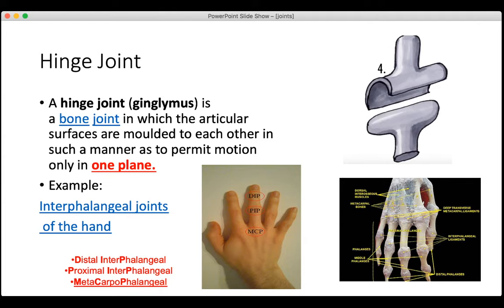So the hinge joint is a bone joint in which articular surfaces are molded to each other in a way that they allow movement in one plane. So here the movement is free, but it is only possible in one plane.